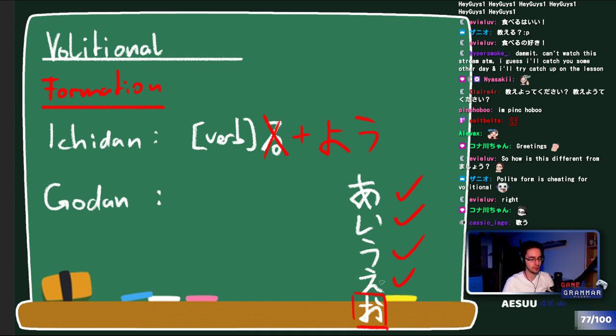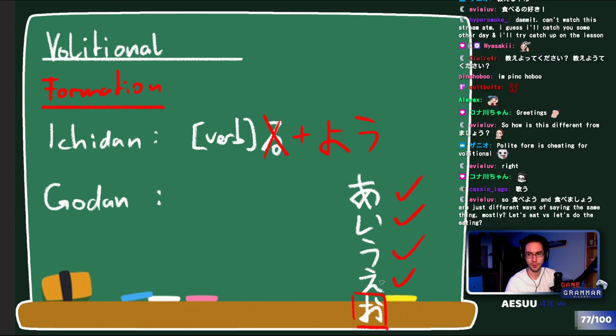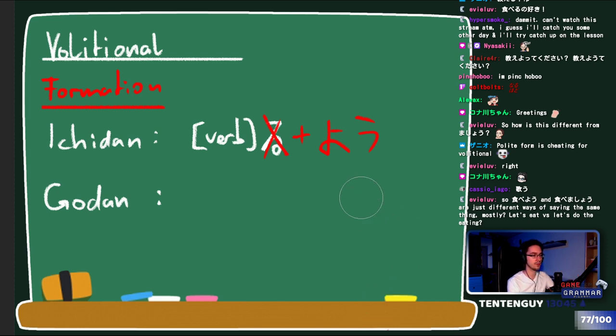Every other conjugation. We've learned most of the basic conjugations at this point. So yeah, tabeyo and tabemasho are just different ways of saying the same thing mostly. Let's eat versus let's do the eating. No, the thing about polite forms is that politeness does not change meaning, it just changes politeness. So tabeyo and tabemasho mean exactly the same thing, but they're at different levels of politeness. They are just different in politeness level, so you would use them in different contexts.